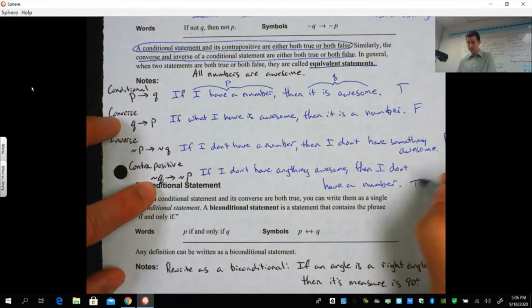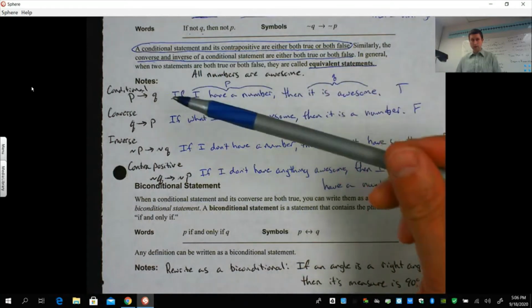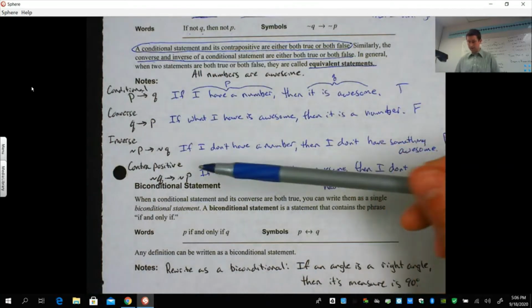Okay, that would be true. If I don't have anything awesome, I know that I don't have a number. Okay, because if I had a number, I'd have something that's awesome. So conditional, converse, inverse, and contrapositive.